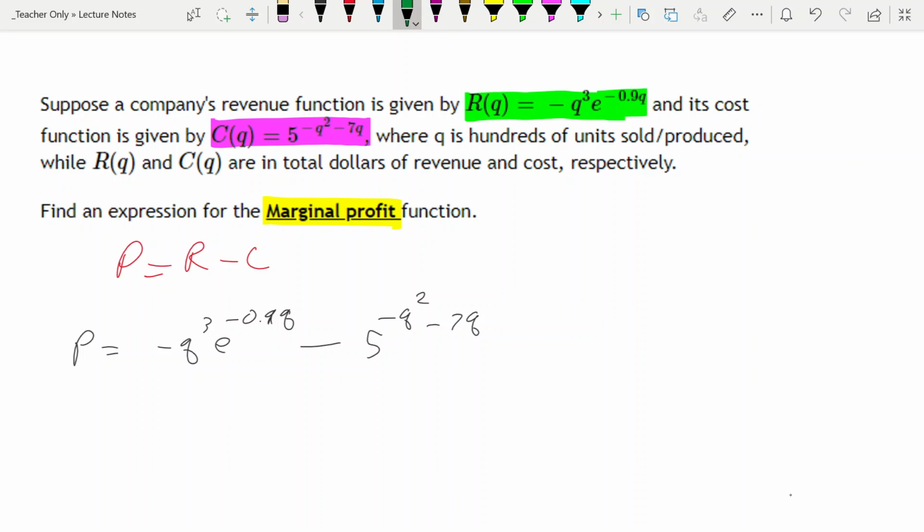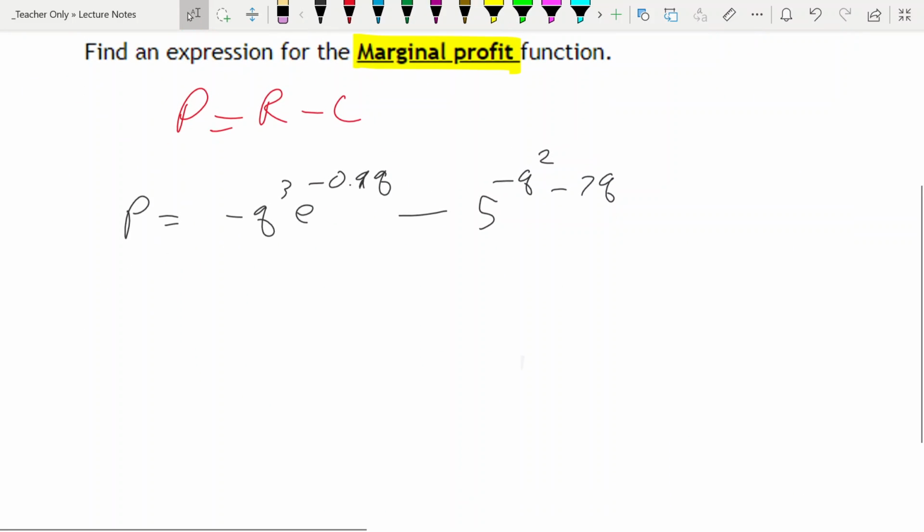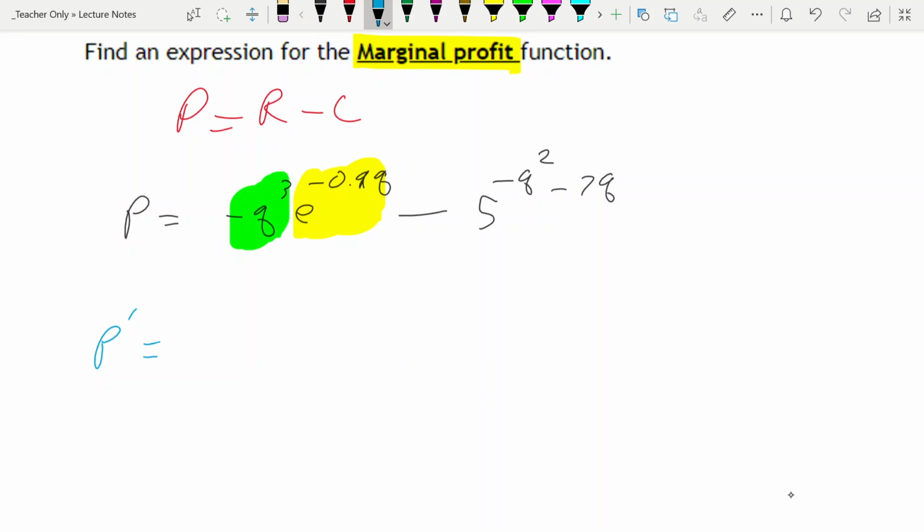So you can see this problem is disguised as a word problem to make it look much more complicated than it actually is. Now, the derivative itself is rather complicated, so let's go through this. Looking at this, I notice I have something with our variable q times something with our variable q, so this is a product rule. The derivative of p is p prime. I do the derivative of the first factor: the derivative of negative q cubed would be negative 3q squared. Leave the e to the negative 0.9 q alone.